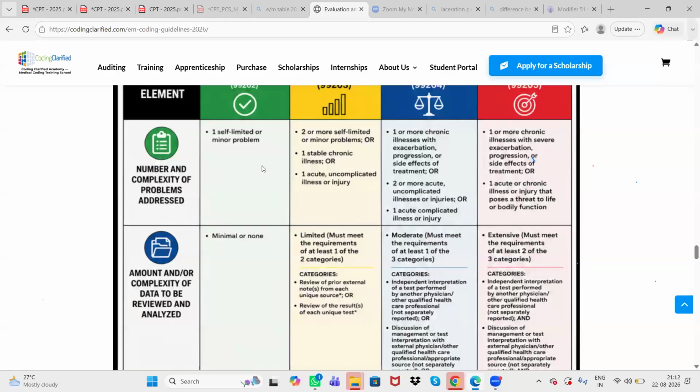Next, understood about the straightforward? When can we quote straightforward? Yes, ma'am. Next, low. Two or more self-limited or minor problems. What we discussed, what are self-limited minor problems. If the patient is having two or more self-limited or minor problems, then it will fall under the low.